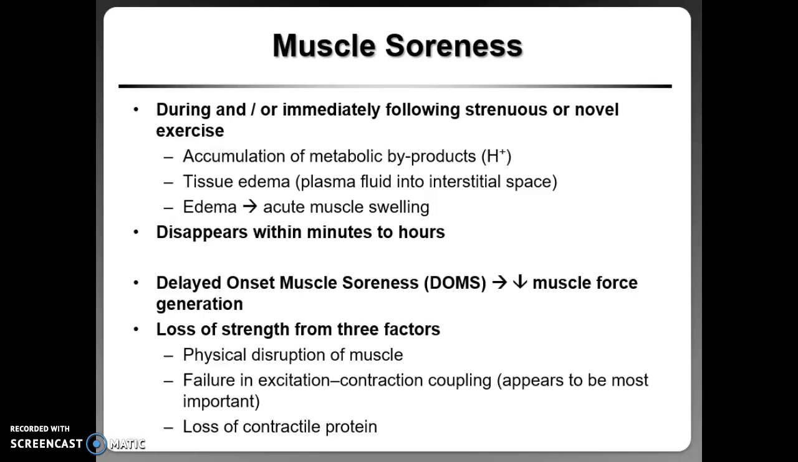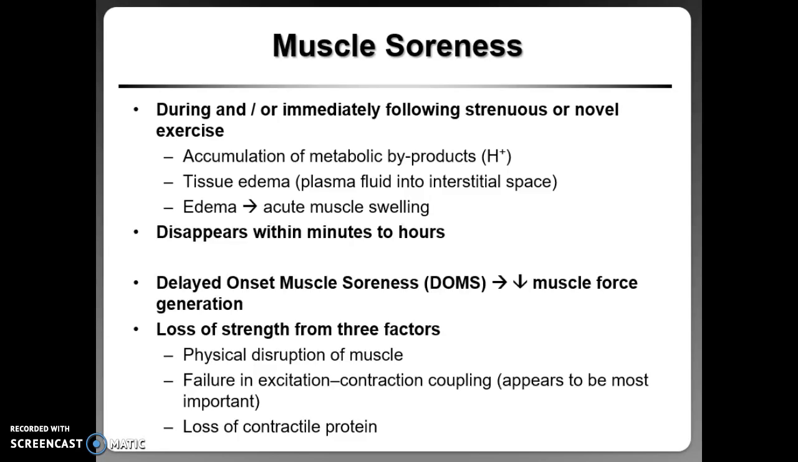Now, soreness. We should know that soreness is not caused by lactic acid. However, during and or immediately following strenuous exercise, we see an increase in hydrogen ions. We have tissue edema, meaning acute swelling. You might think of that muscle pump that you get, but that can actually be kind of painful when you start to move acutely. These usually disappear within minutes to hours, but a lot of people, when they feel an accumulation of hydrogen, find it painful. You hear someone say, oh, this exercise is painful.